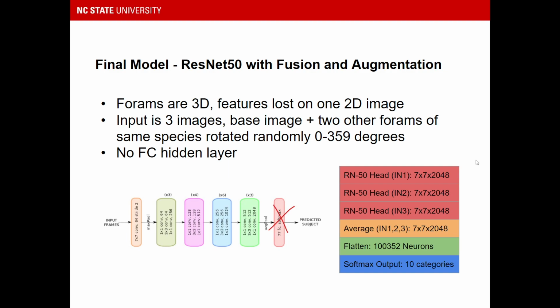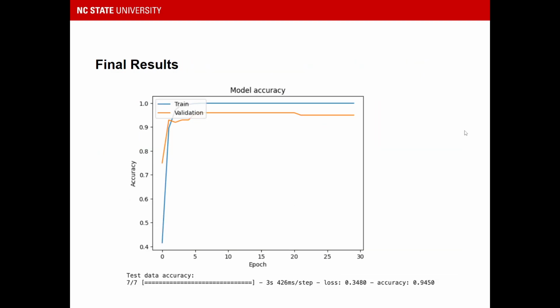And you'll notice we didn't have a fully connected hidden layer. We found that we had better results without it. And our final results were around 95% accuracy, which you see lines up with the training accuracy much better than the baseline model.